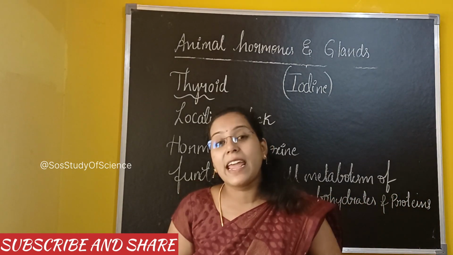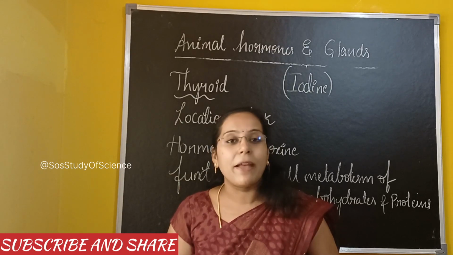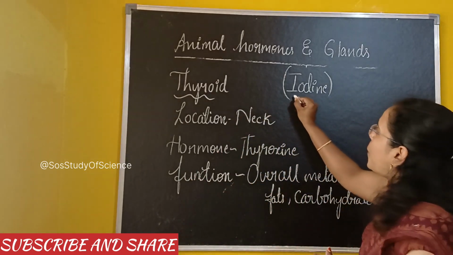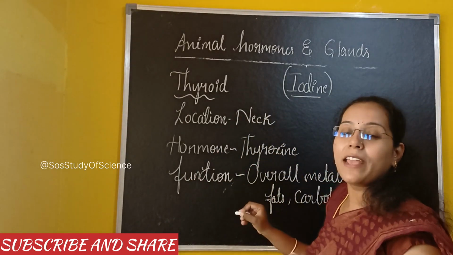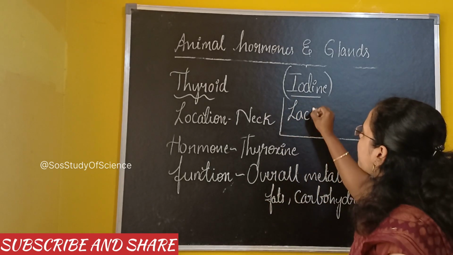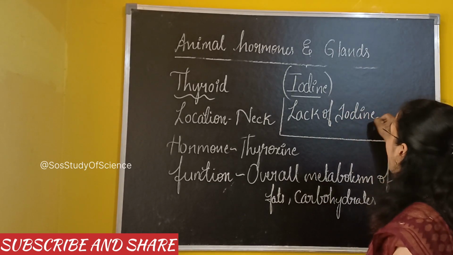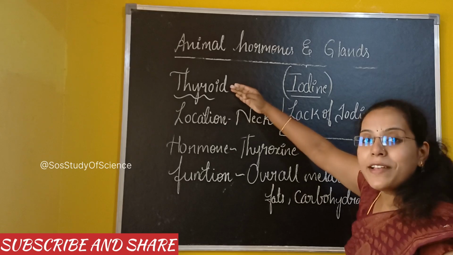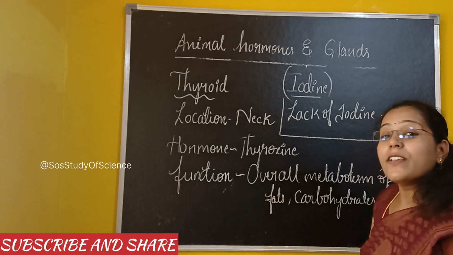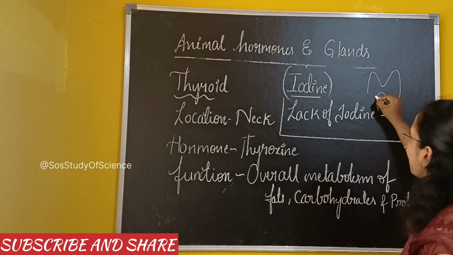So intake of iodine plays a very important role. What happens if you don't take a sufficient amount of iodine? They also ask a question based on this in your examination. Suppose you don't take a proper amount of iodine, we call the condition lack of iodine. When there is lack of iodine in your body, obviously the thyroid gland cannot secrete the required amount of thyroxine hormone. Correct?